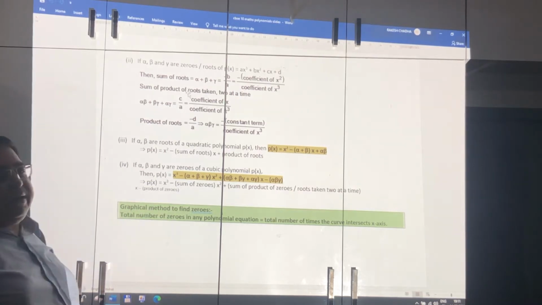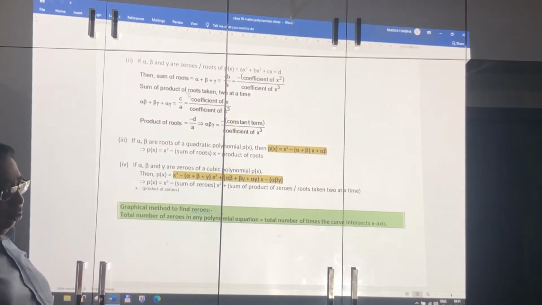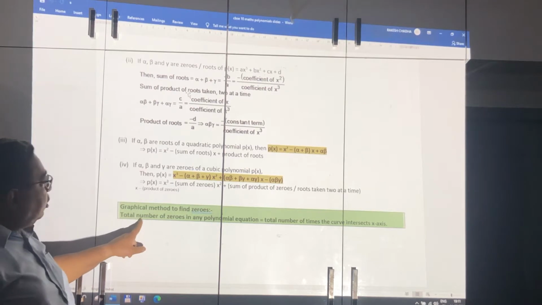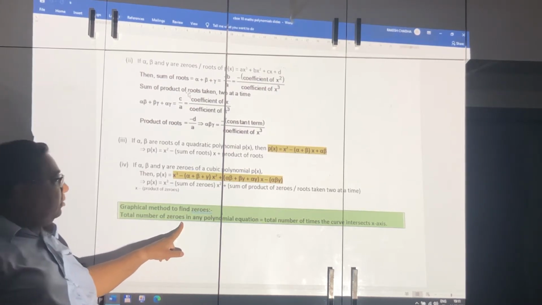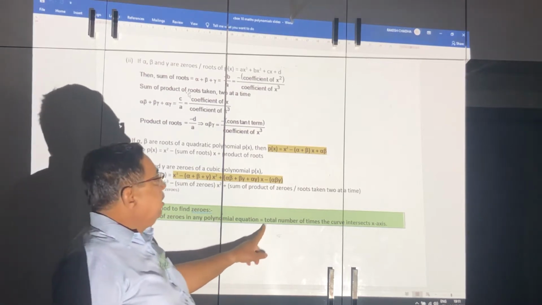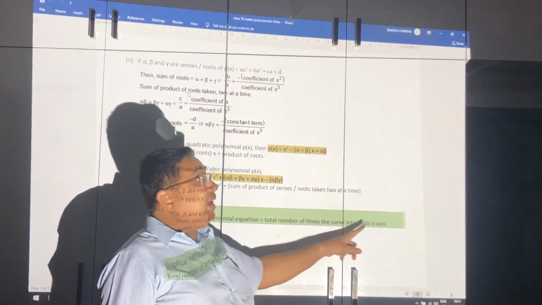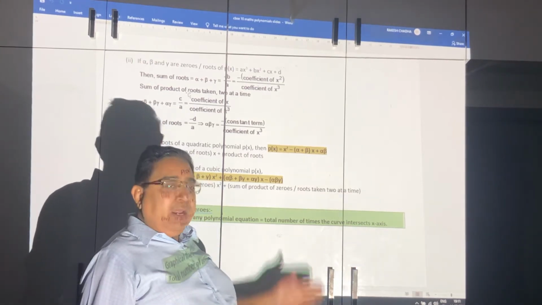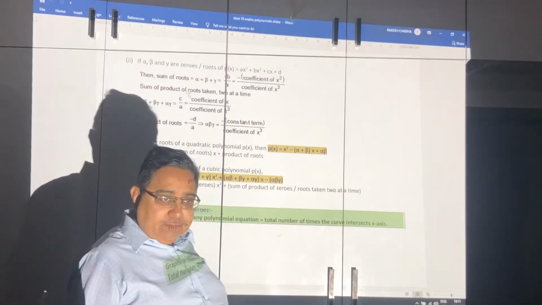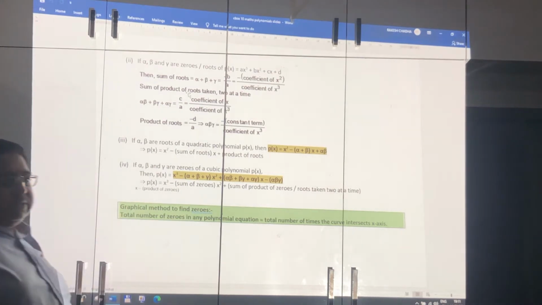Graphical method to find solutions. The zeros mean solutions. The total number of zeros, that is the answers or roots for any equation, is how many times the graph cuts the x-axis, not the y-axis, the x-axis. Don't forget, and that will be our exercise 1. Okay, let's go into exercise 1.